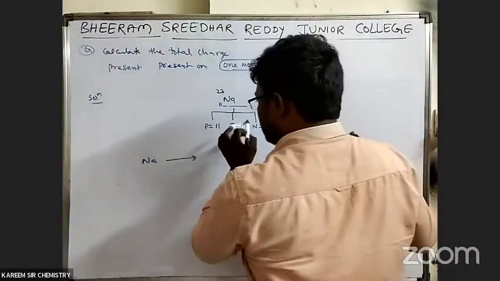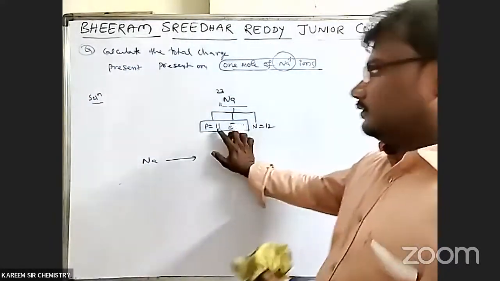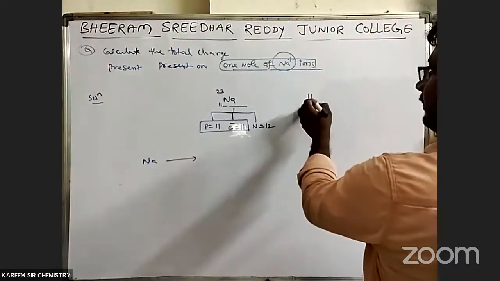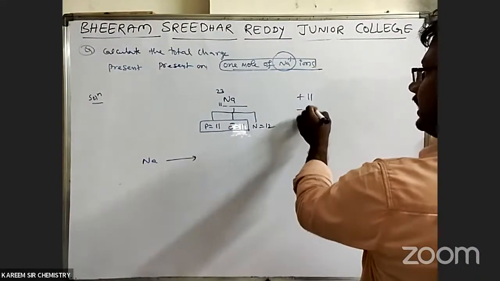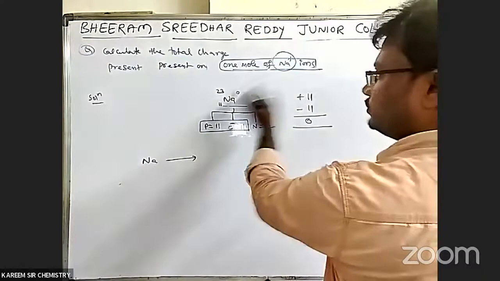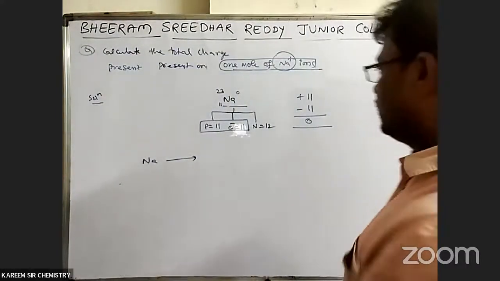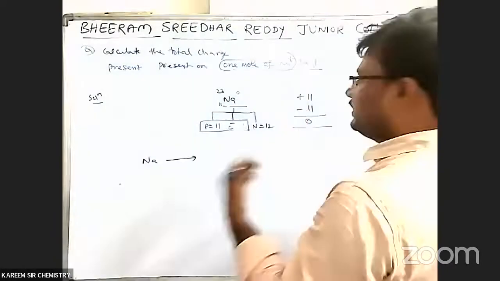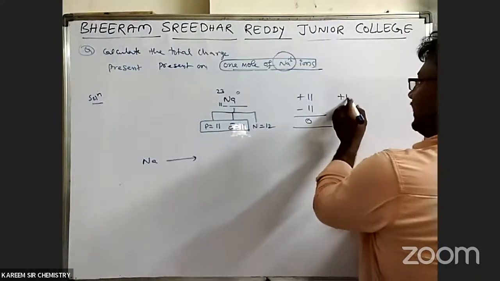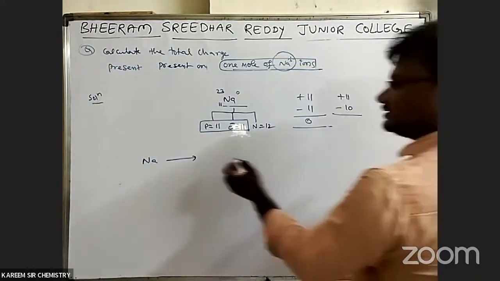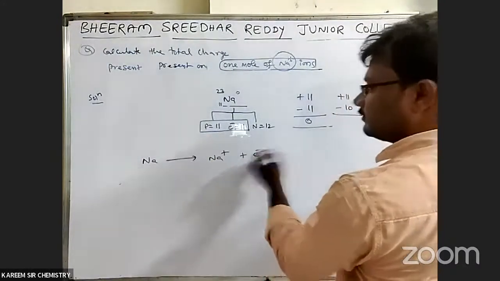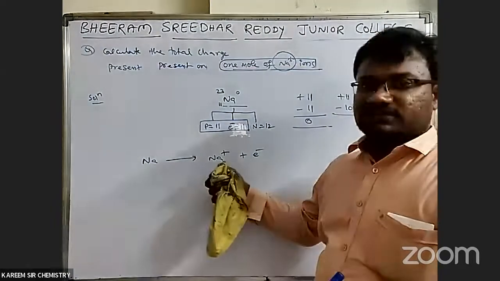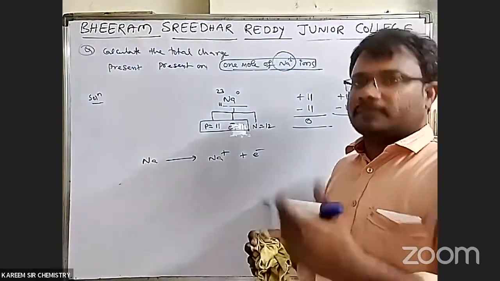So here total 11 protons, 11 plus, 11 electrons, 11 minus. The net charge is 0. It has no charge on it. Now 1 plus came here. 1 plus means protons are 11, electrons are 10. It loses 1 electron. For getting stability, it loses 1 electron and forms bonds generally.